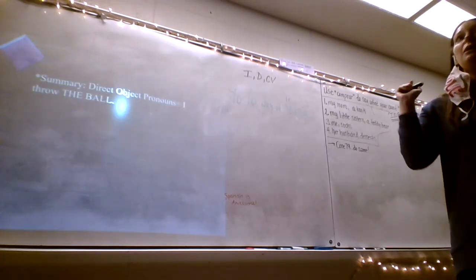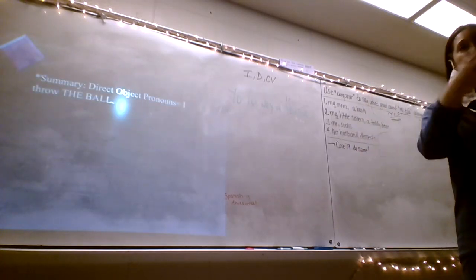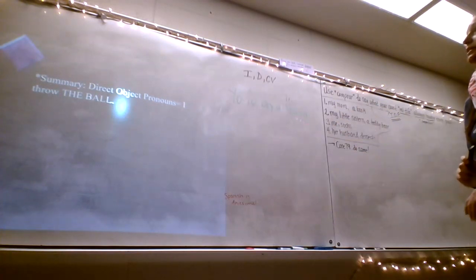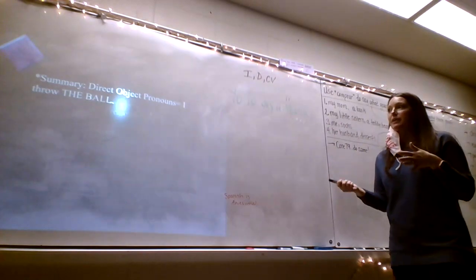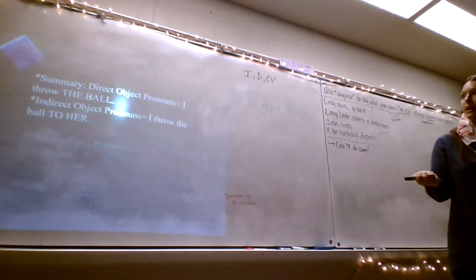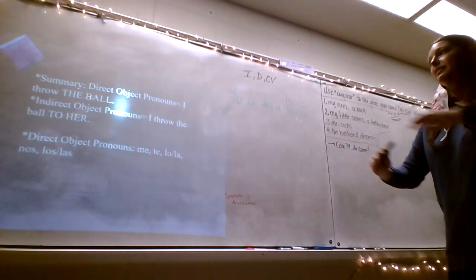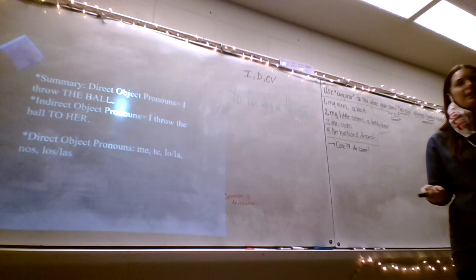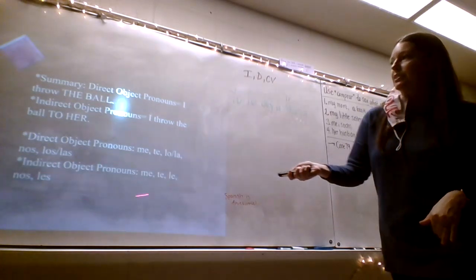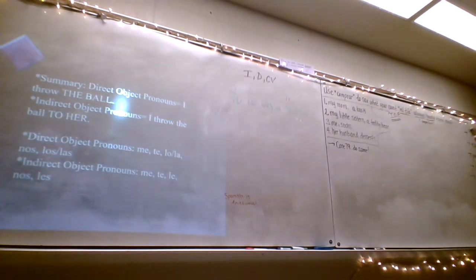Alright, so to summarize, and then I'll show you how to add them all together with the formula and do all the fancy stuff. So I throw the ball is my direct object pronoun. That would be a lo. Indirects, I throw the ball to her. Here's your direct object pronoun chart again, which I think we wrote already at the beginning of the slides. Okay. And then here's your indirects again, which we just wrote a minute ago.